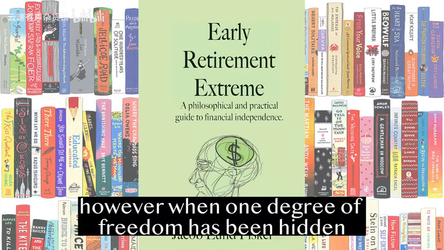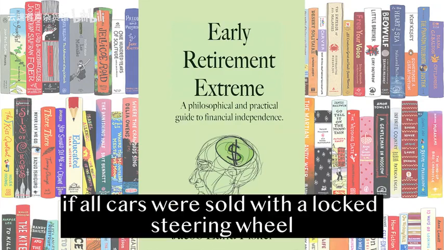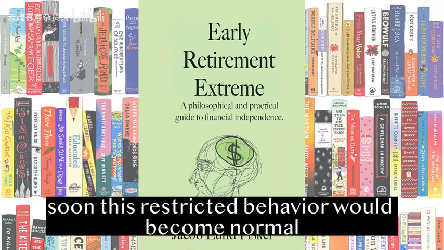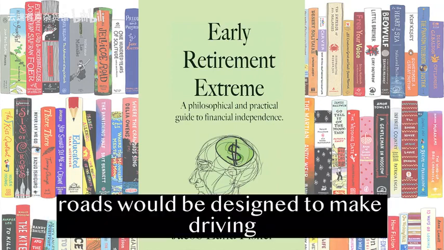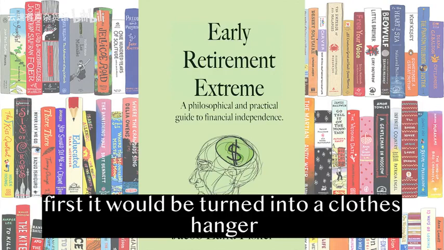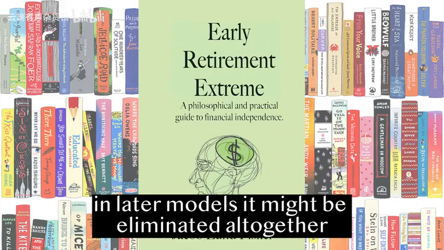However, when 1 degree of freedom has been hidden, it can be difficult to identify it. For instance, if all cars were sold with a locked steering wheel, cars would only go forward or backward. Soon this restricted behavior would become normal. Roads would be designed to make driving without turning the wheels easier. The purpose of the steering wheel would be forgotten. First, it would be turned into a clothes hanger, like much home exercise equipment. In later models, it might be eliminated altogether.